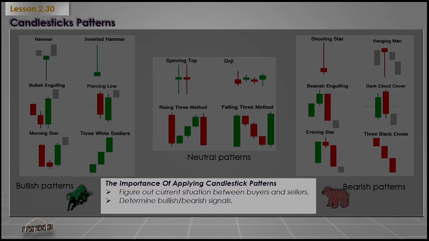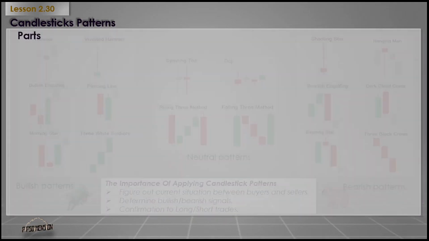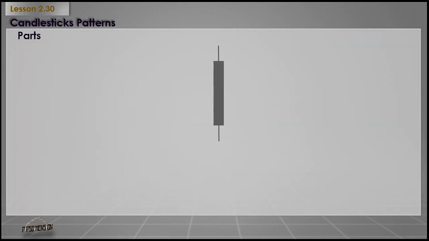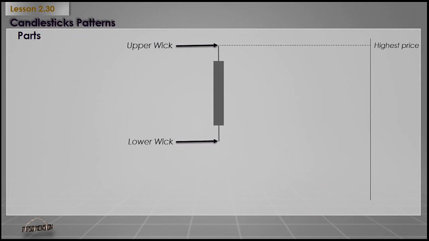Normally, candlestick patterns are used along with our trading strategy as a confirmation as to go long or to go short. That is, they can help you choose the right entry point for a buy order and for a sell order. But before we move to how to identify and apply these patterns, let us look at the parts of a candlestick.